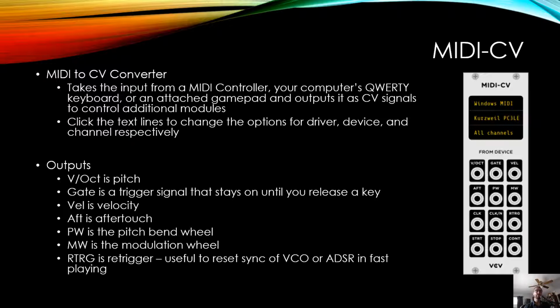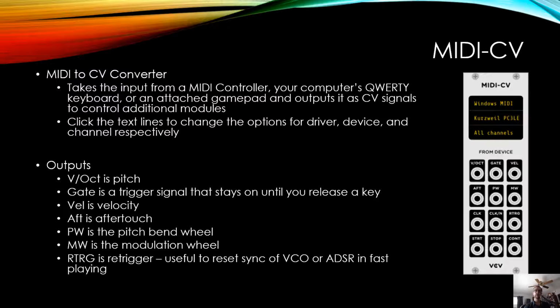The outputs: volts per octave is going to be pitch for an oscillator. Gate is a trigger that stays on until you release the key. Velocity will be velocity values. Aft is aftertouch. PW is an important one. That is the pitch bend wheel. MW is another important one. That is the modulation wheel on your keyboard.